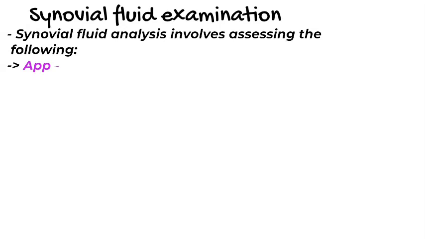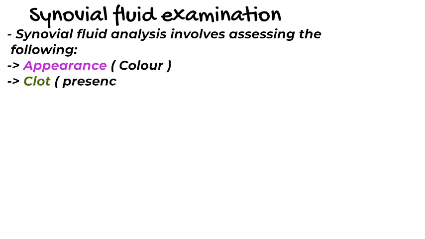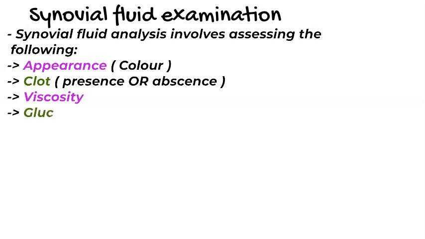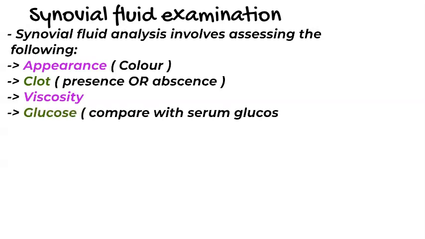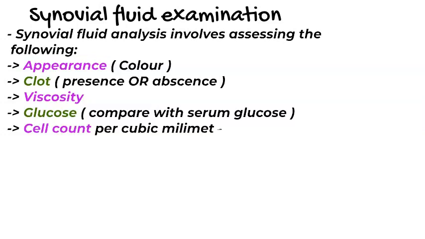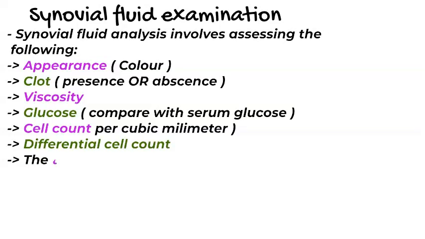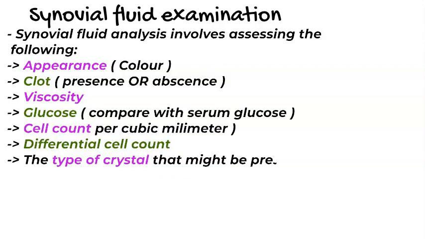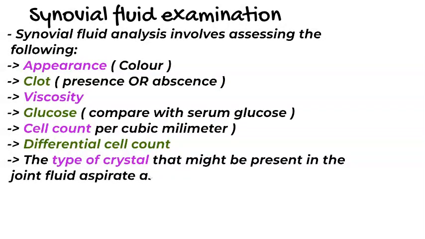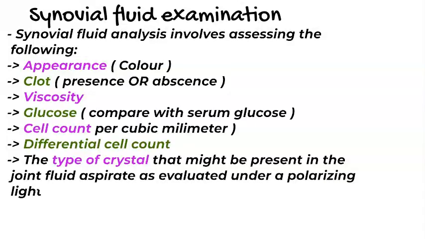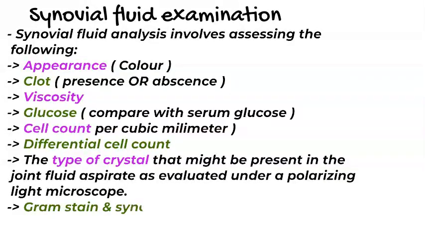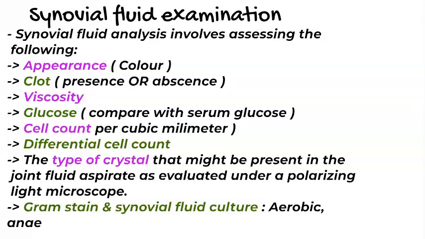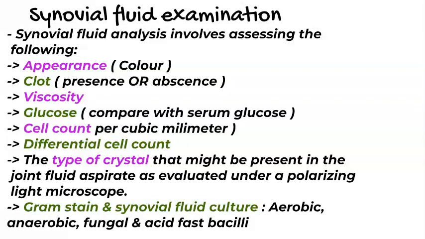For synovial fluid examination, synovial fluid analysis involves assessing the following: appearance, the color, clot, presence or absence of clot, viscosity, the glucose compared with serum glucose, cell count per cubic millimeter, differential cell count, the type of crystal that might be present in the joint fluid aspirate as evaluated under a polarizing light microscope, gram stain and synovial fluid culture, the aerobic, anaerobic, fungal and acid-fast bacilli.